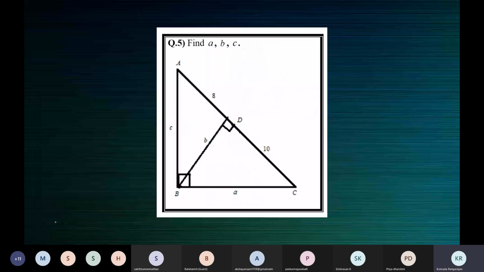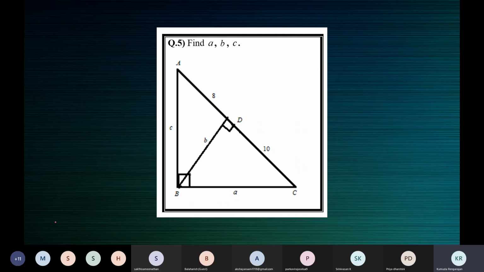Ma'am, as BD is perpendicular to AC, we can tell that triangle BDC and triangle ADB are similar to ABC. Yes, the three triangles are similar to one another. We've proved the results in many places. And I also told you the result directly.